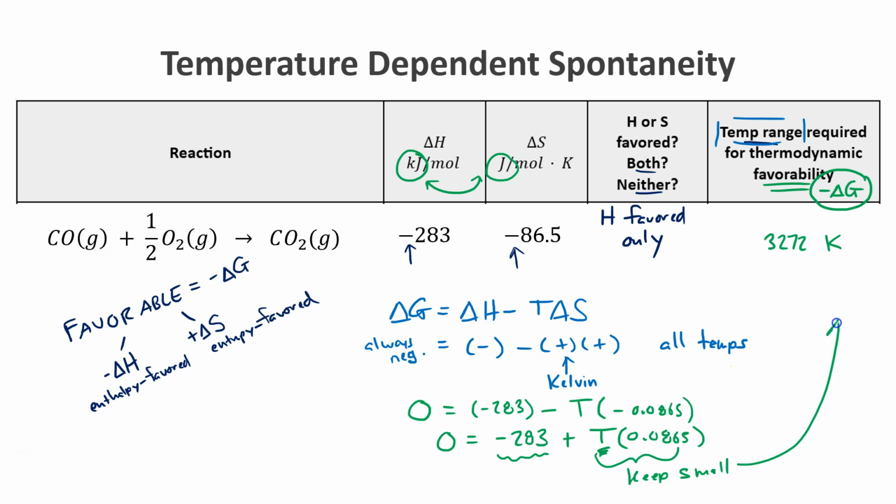Since I've established that I need to keep the T delta S term smaller than 283, that means I need to keep the temperatures low, and I can say that at temperatures less than 3,272 Kelvin, my delta G will be negative, which means my reaction will be favorable, and I've established the temperature range required for favorability.